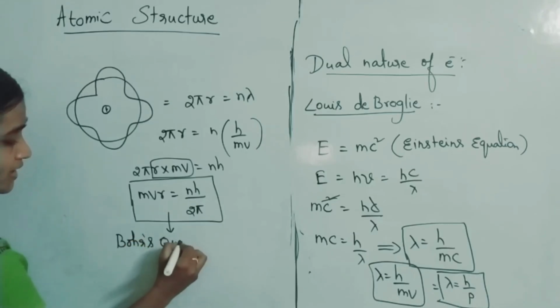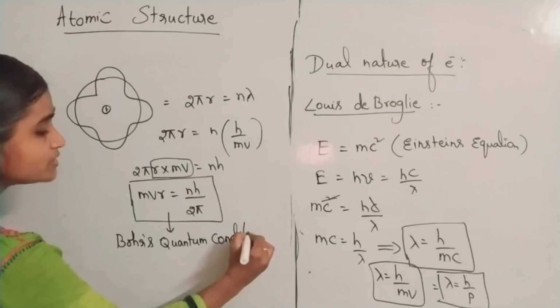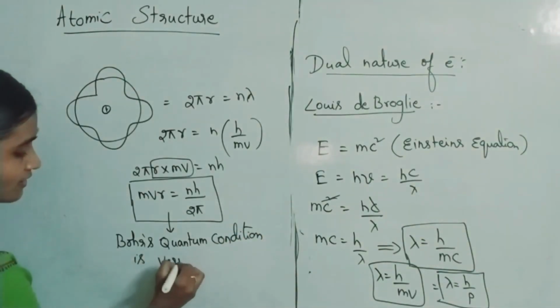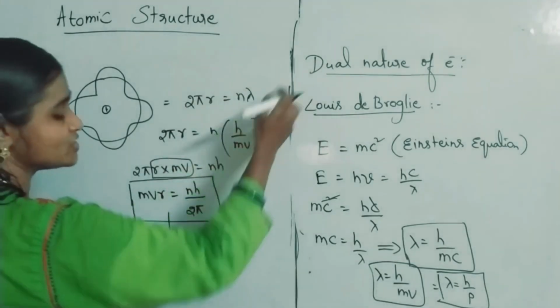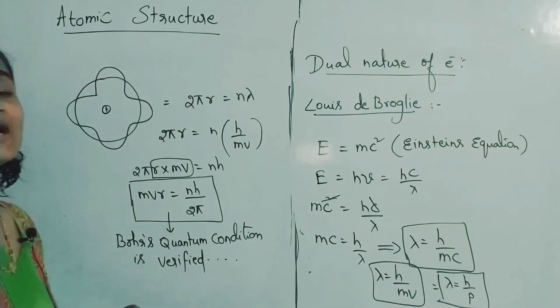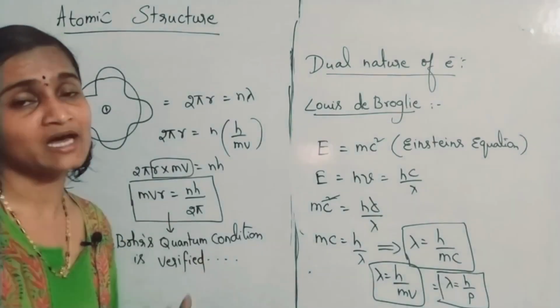Now Bohr's quantum condition is also verified with the help of what? Louis de Broglie's dual nature of electron. That's why de Broglie's wave equation is always in agreement with what? Bohr's quantum theory, Bohr's atomic model.